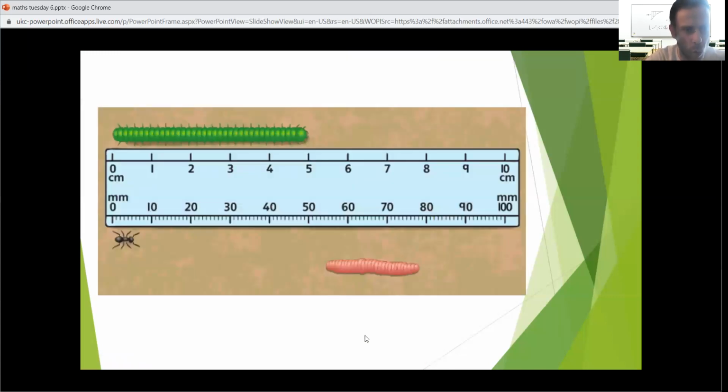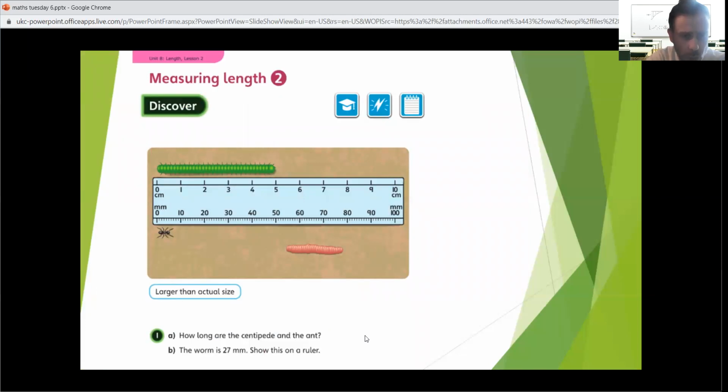What was it asking us about the worm for 1B? It tells us the worm is 27 millimeters long. There you go. It was 27 millimeters long. Show this on a ruler. So have a little go at that one. I'm guessing what it means there, because you can't show me where that would be on a ruler. You know what? Don't worry about that one. I don't get what it means by show this on a ruler.